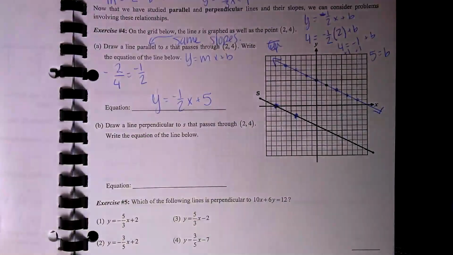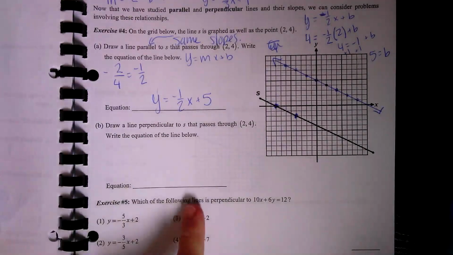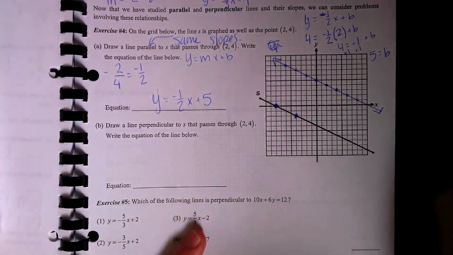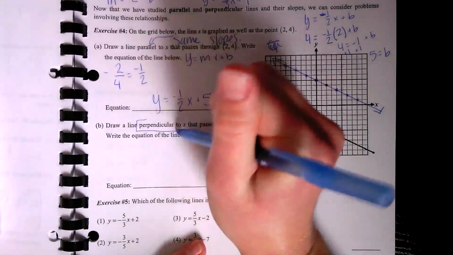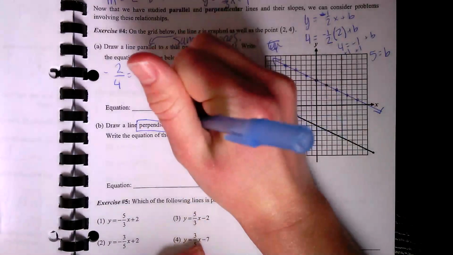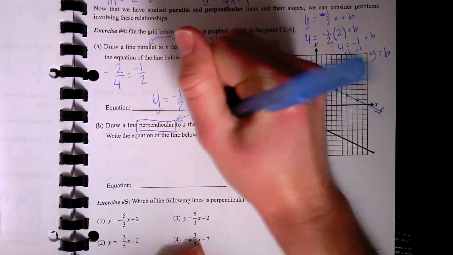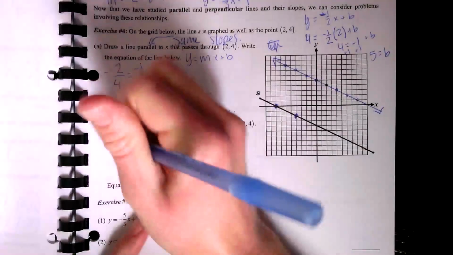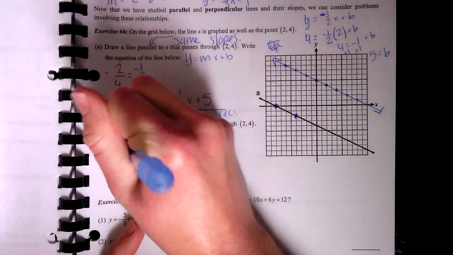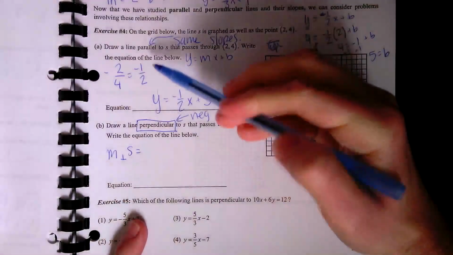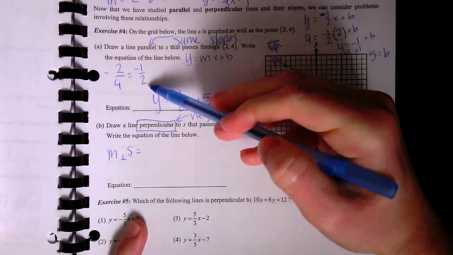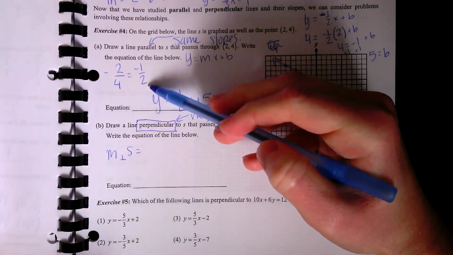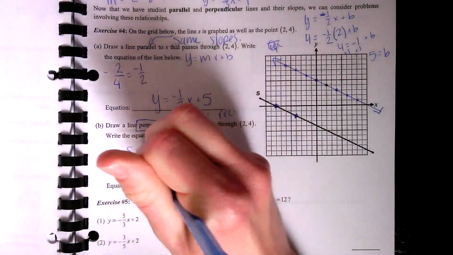Okay. So now we want to draw a line perpendicular to S that passes through (2, 4). So perpendicular lines, remember, have slopes that are negative reciprocals. Okay. Now the slope that is perpendicular to line S is the negative reciprocal of negative 1/2. So the negative reciprocal of negative 1/2 is 2.